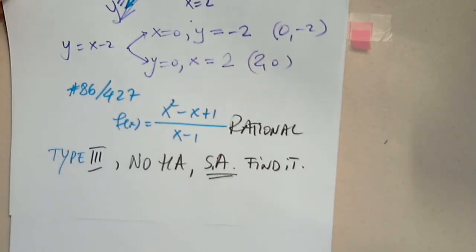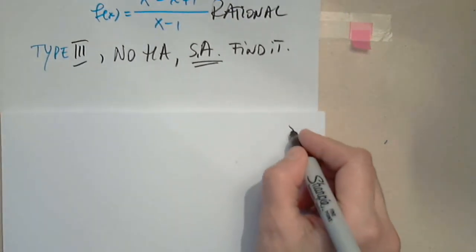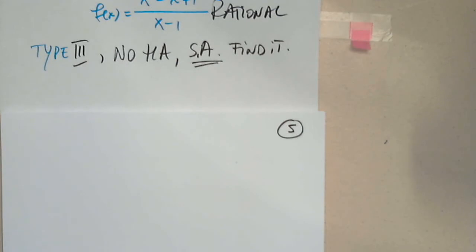How do I find the slant asymptote? What do I have to do? Divide. Divide and identify just the quotient. Just a quotient. That's all we need. Excellent.